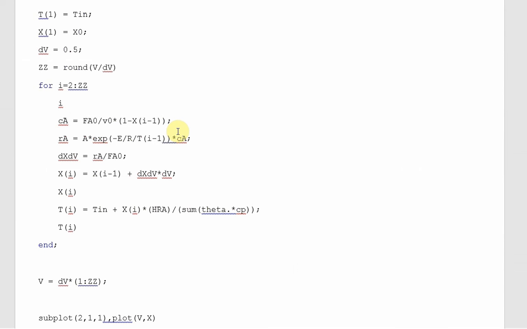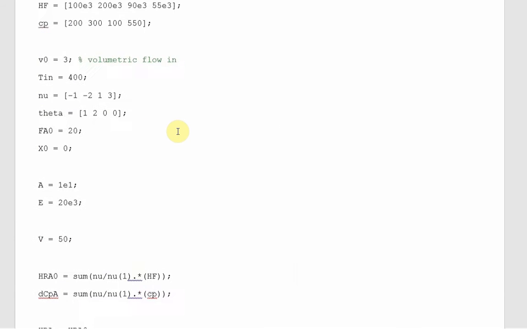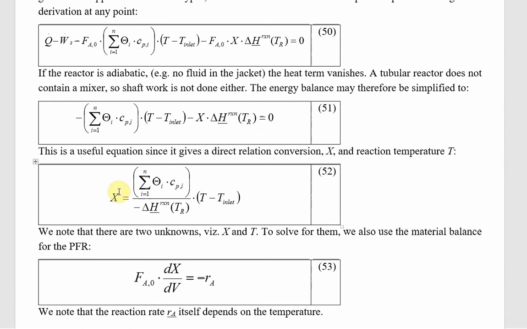And then Ti, we are just using this relationship for. So if you look here, see we've got this relationship. So we can just take equation 52 and solve that for T. So it's saying we can just write T in terms of X. So because we are solving for X at each position down the tube, we can just use that X value here and solve for T back from there.